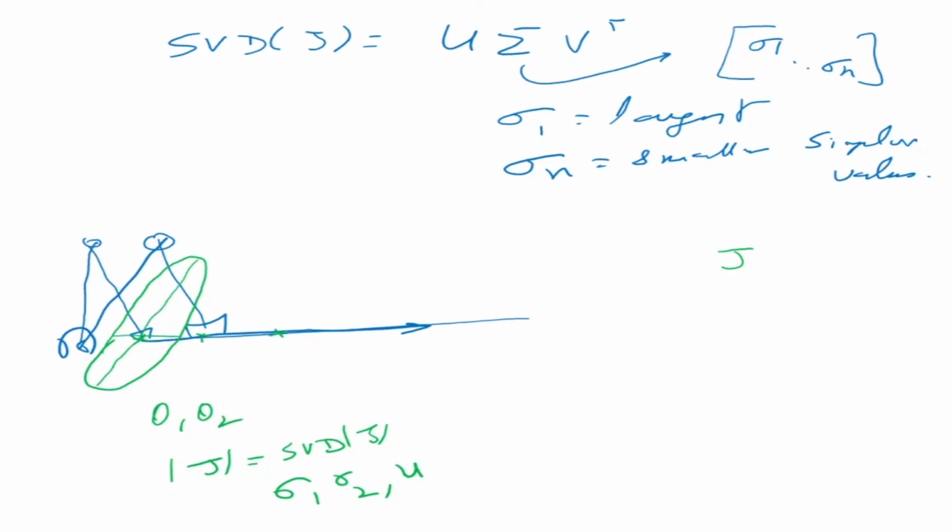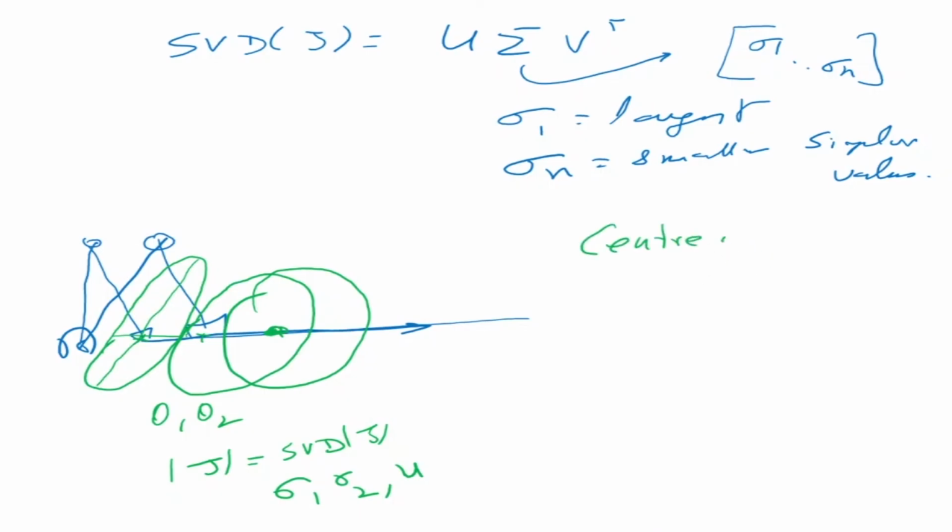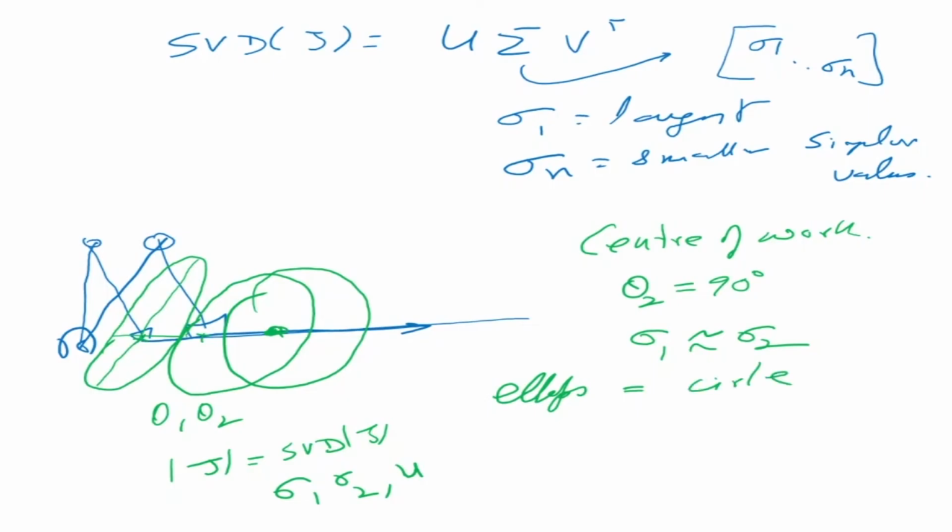Now as we are going this side, the ellipse is becoming bigger like this, and somewhere in the center it tends to become circular. So this is meaning in the center of workspace. What is the meaning of center of workspace? It is when your theta 2 is closing to 90 degrees. That is the configuration in which sigma 1 will tend to become equal to sigma 2, which means the ellipse will tend to become a circle.